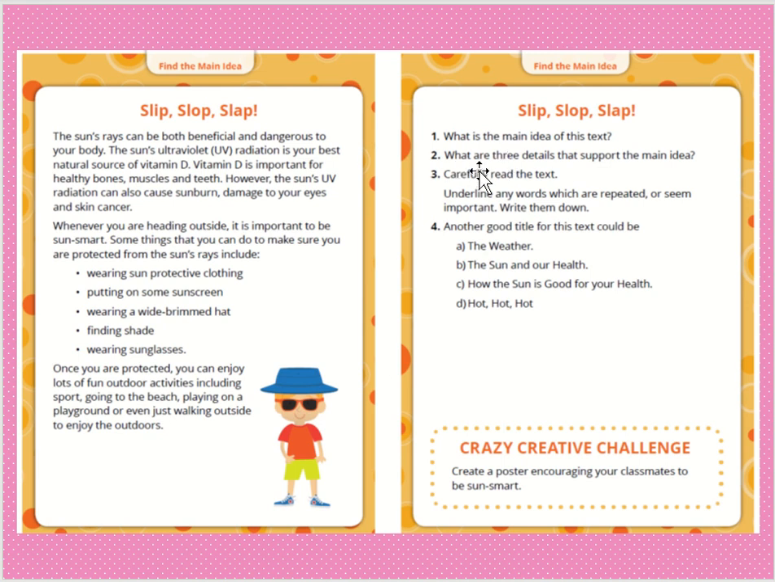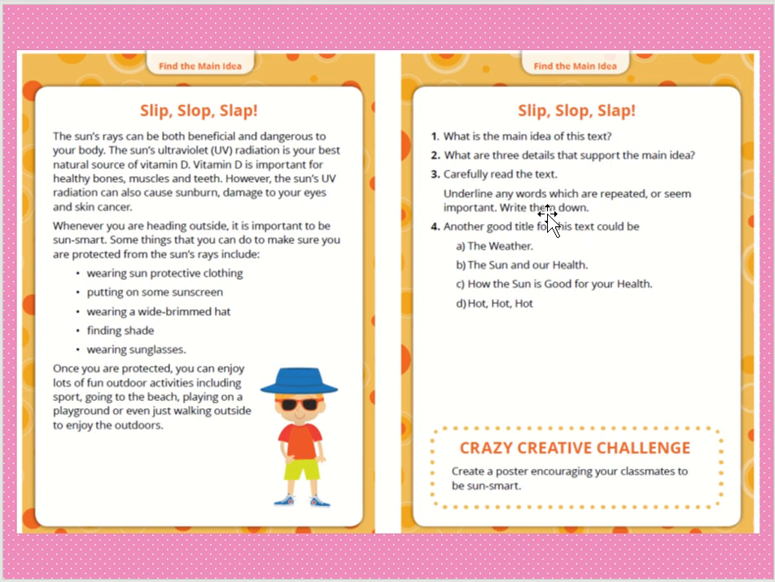And then number two, what are 3 details that support that main idea? What are 3 things that they're trying to say in here that support what the main topic or the most important information that you're trying to get from here? Okay, and then you are going to underline any words that have been repeated or seem really important. That's a really important skill to have, especially when you're researching and you're finding all this information and then you're trying to put it into your writing.